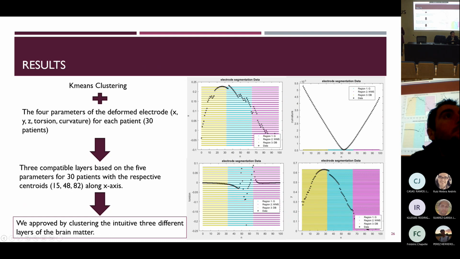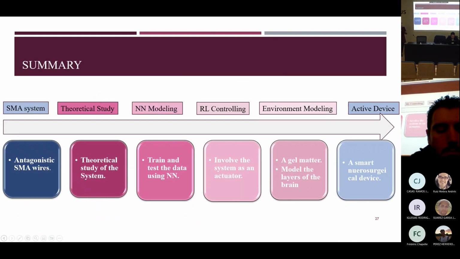Again, using MATLAB and its machine learning libraries, I have done clustering for this data. And I found, yes, the hypothesis is validated using this code. I have found the 3-layer volumes with a centroid of each layer. Summary.